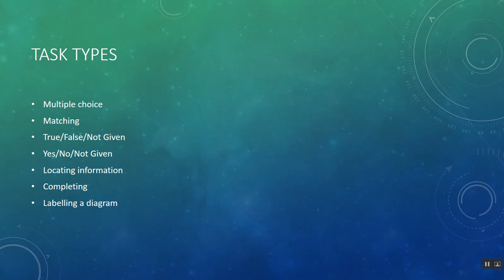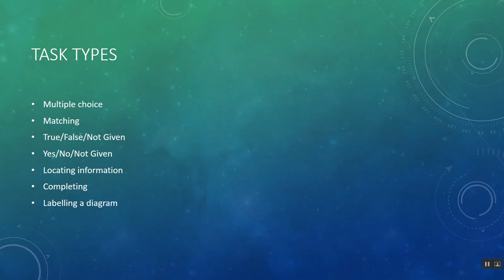In the locating information, you are generally asked to locate a piece of info in a paragraph. The completing task types vary from completing notes, completing a table, completing a flowchart, completing a summary or a sentence. You will generally have to complete the gaps by choosing words or a word from the text.